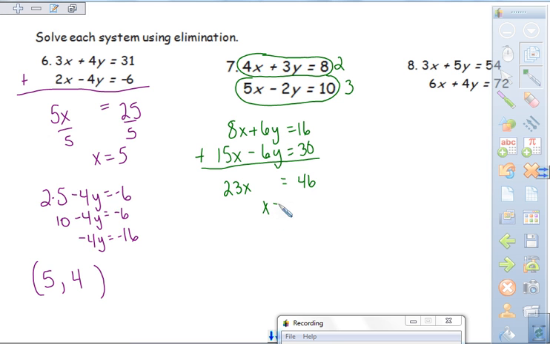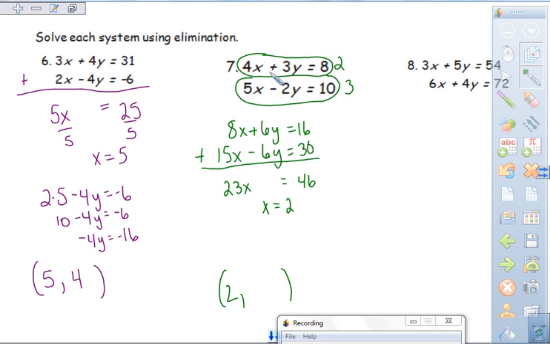Divide by 23 and I get 2. So there's the first half of my answer. Now, I need to plug in and find my y value. So I could plug in to these two green equations, but my coefficients are high. Whereas the original black equations, the coefficients are lower because I didn't multiply them by a factor.